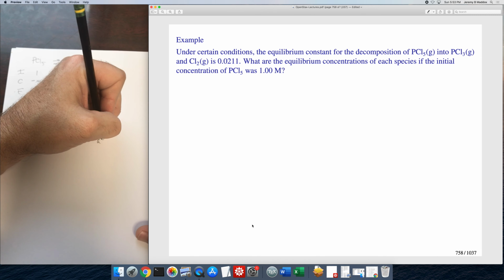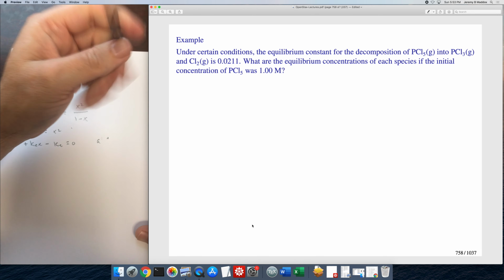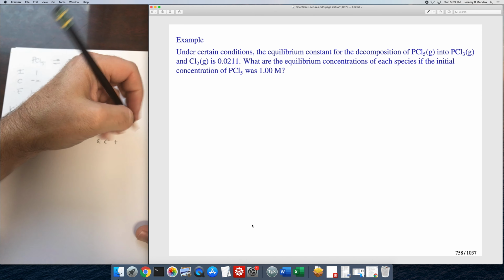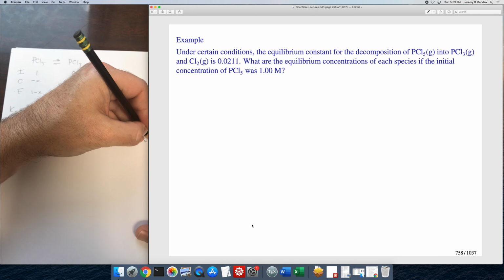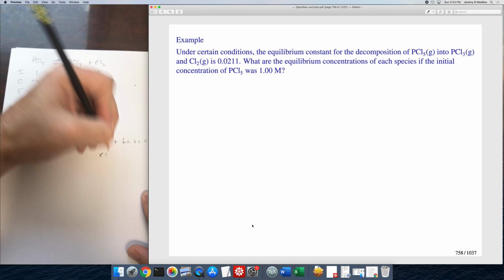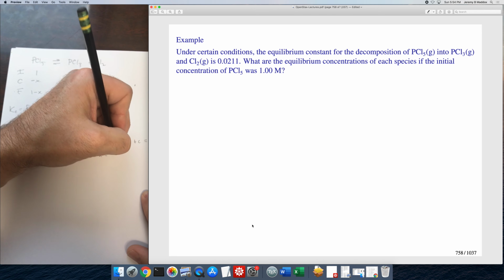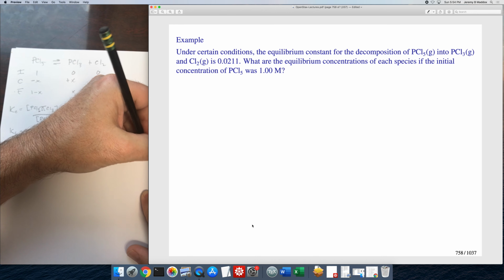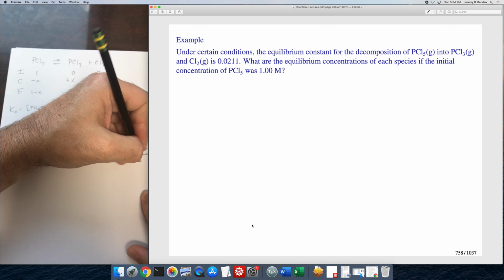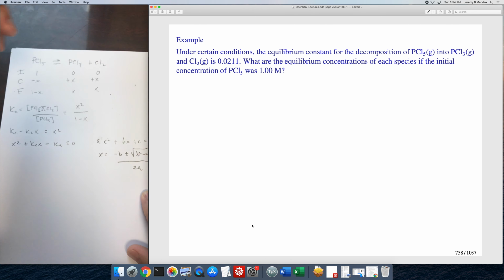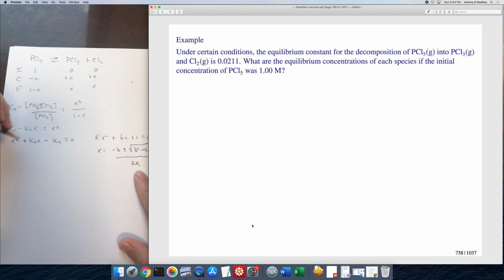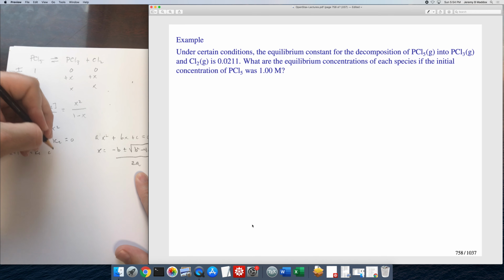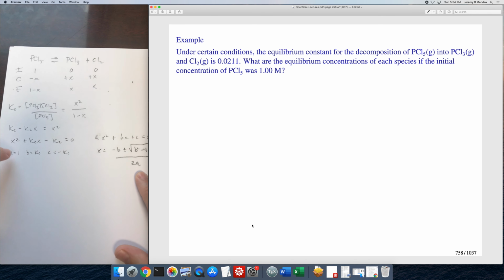It looks like this: a times x squared plus b times x plus c equals 0. And then the quadratic formula, the roots are given by minus b plus or minus the square root of b squared minus 4ac, all of that divided by 2a. So that's the quadratic formula. In our problem here, a equals 1, b equals Kc, and c equals minus Kc.